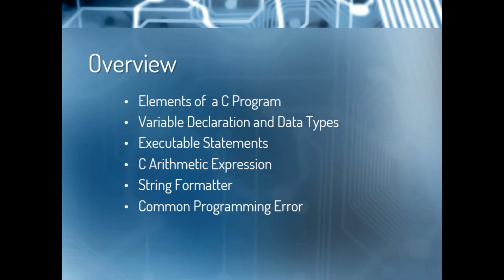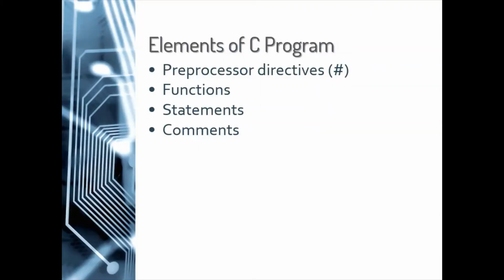First is the elements of a C program, variable declaration, data types, executable statement, arithmetic expression, string formatter, and common programming errors. Okay. So first is the elements of a C program. These were already discussed with major terms and definitions. First is the preprocessor directives. Next is the function, statement, and comments.